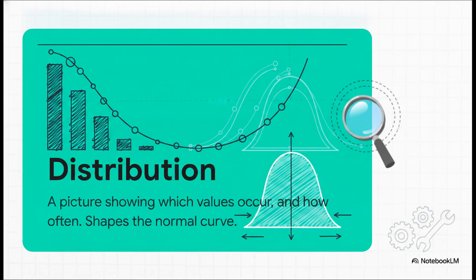A distribution is really just a picture. It shows which values a process produces and how often it produces them. You build it by sorting your data into bins and stacking them right up. And very often, both in nature and in manufacturing, this stacks up into a nice, symmetric, bell-shaped mound. You probably know it as the famous normal curve.